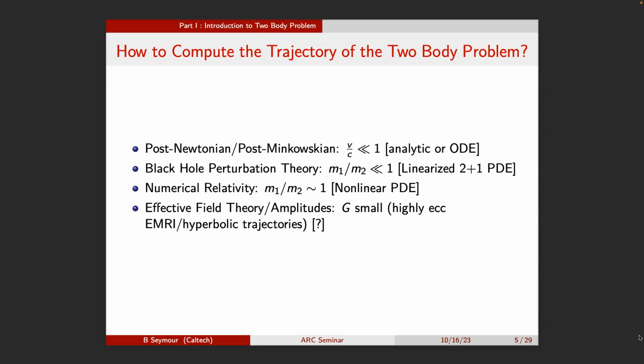I also include effective field theory or amplitudes, where you're saying that the gravitational constant G is small. I'm pretty sure that this is more accurate for unbound orbits, and I think it is also slightly more accurate than black hole perturbation theory if you are highly eccentric. So I put a question mark. I don't really know the numerical method that people use to calculate those.